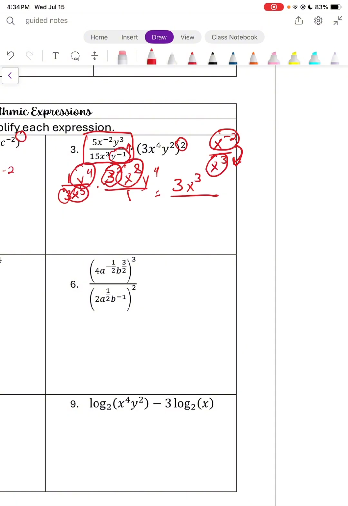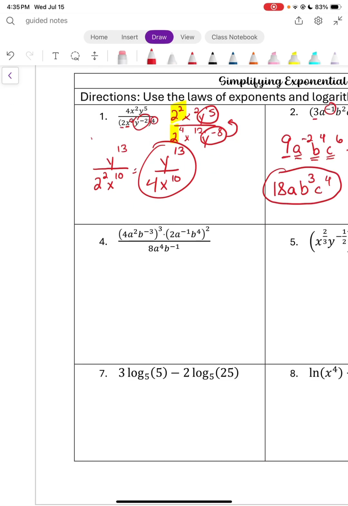There's 4 y's here, there's 4 more y's here. That's a total of 8 y's. Final answer. Okay, number 4.